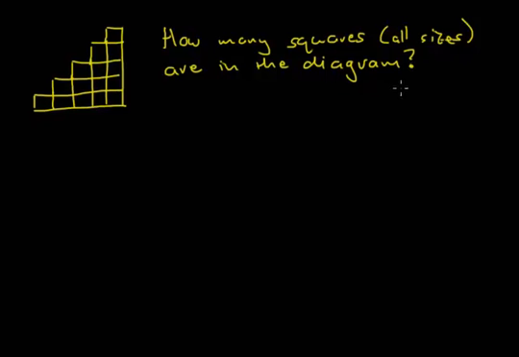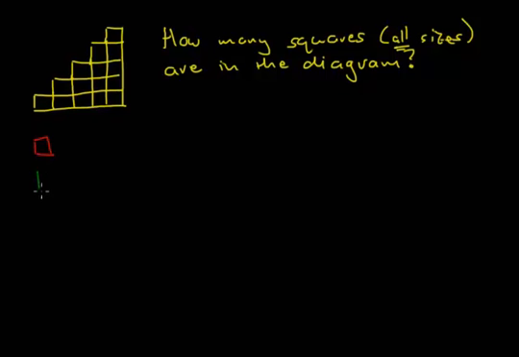Okay, so there's a hint in the question which says of all sizes, which suggests that there are more than one size of square. So let's first think about how many different sizes of square there are. Well, we can see that there is the smallest square, so that's just a simple block, sort of 1 by 1. Okay, there's that type. But there are also larger squares.